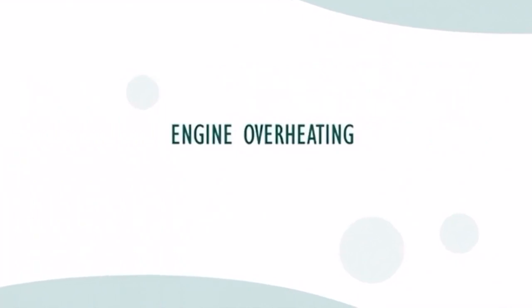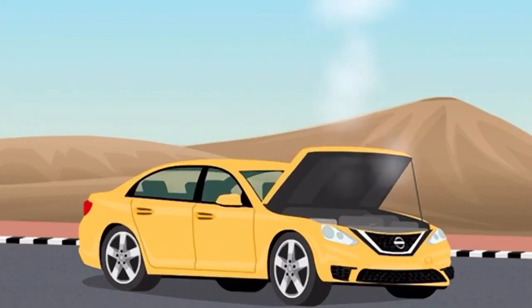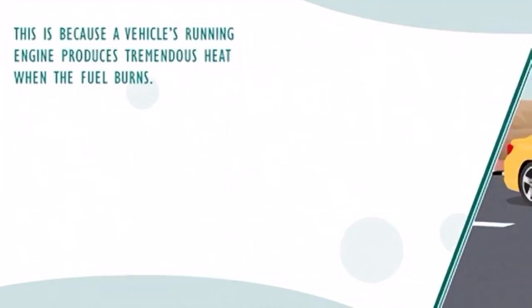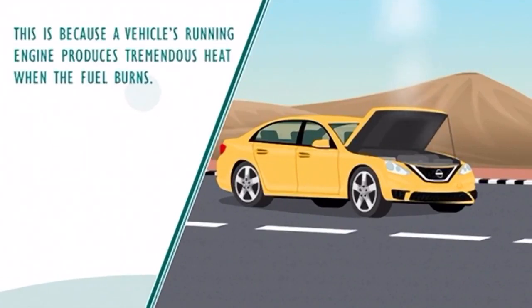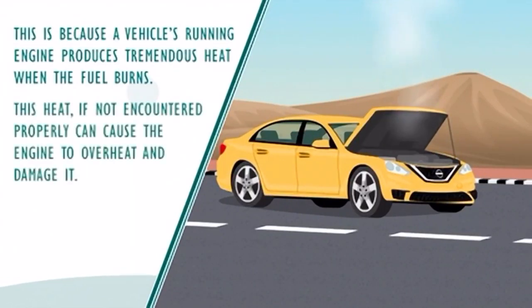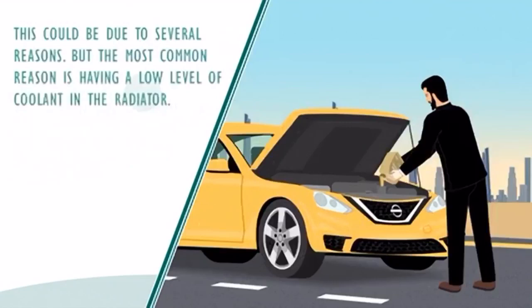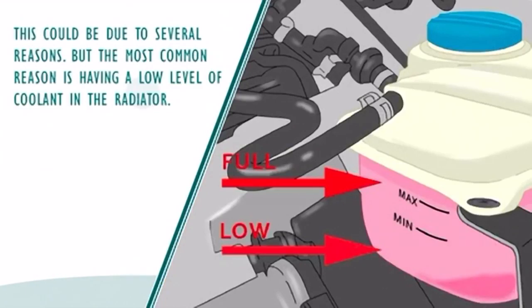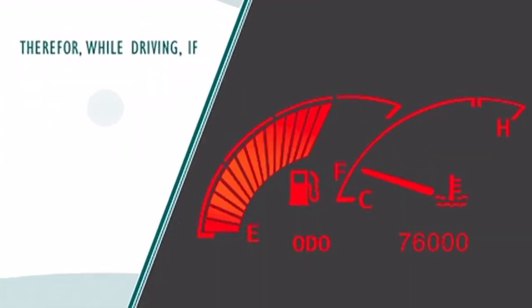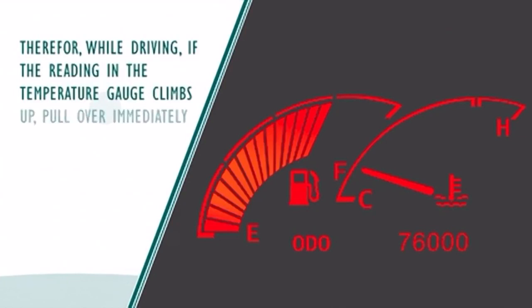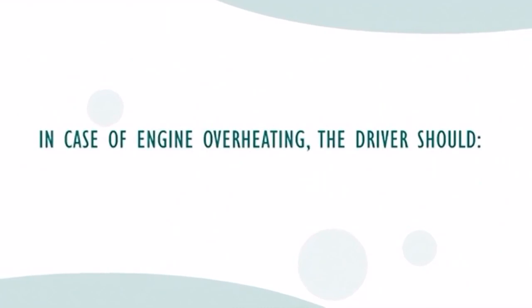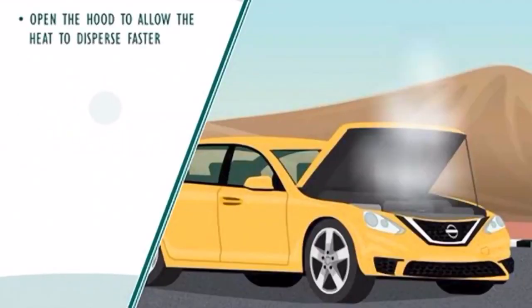Engine overheating. Another common roadside emergency is engine overheating, which can quickly lead to a very dangerous scenario, including a fire in the vehicle. This is because a vehicle's running engine produces tremendous heat when the fuel burns. This heat, if not countered properly, can cause the engine to overheat and damage it. This could be due to several reasons, but the most common reason is a low level of coolant in the radiator. Therefore, while driving, if the reading on the temperature gauge climbs up, pull over immediately to the nearest safe place. In case of engine overheating, the driver should open the hood to allow the heat to disperse faster.